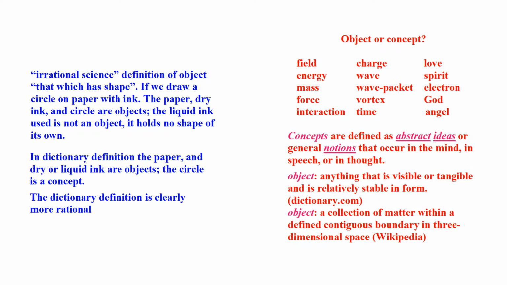The other issue you see on the top: can this fellow tell me which one of these is an object or a concept? Field, energy, mass, force, interaction, these words that are used by mathematical physics. Which ones are objects, which ones are concepts? Is God an object or a concept? Does God have shape, or does God not have shape? Or whatever you think an object is. Please, can you touch God? Can you see God? Is God an object?